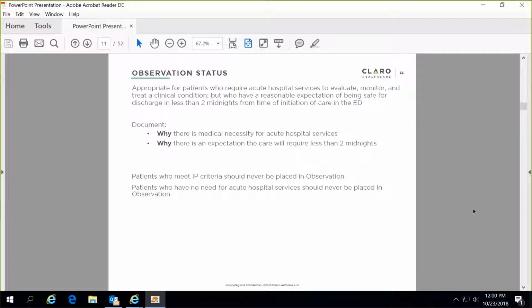Yeah, so you're expecting less than 2 midnights for that patient, so that's the why.